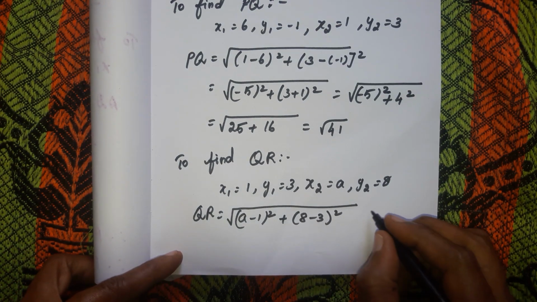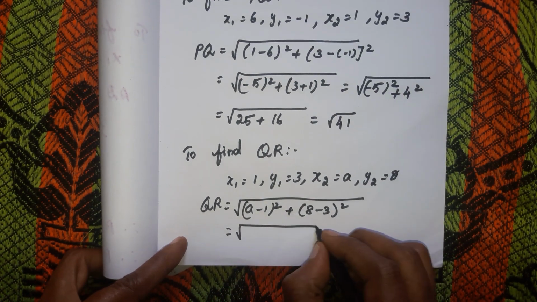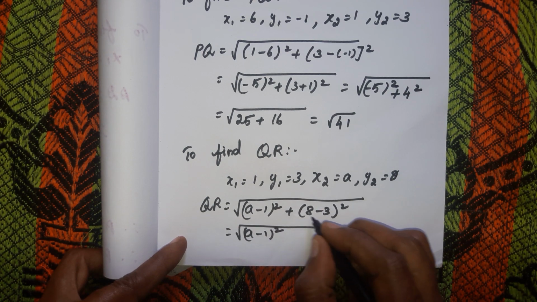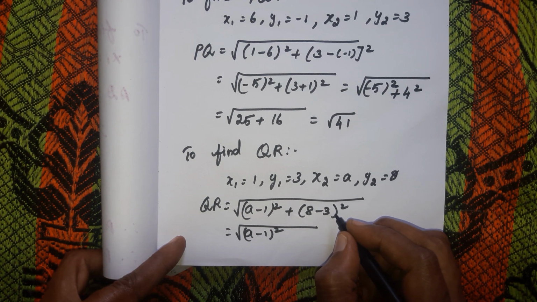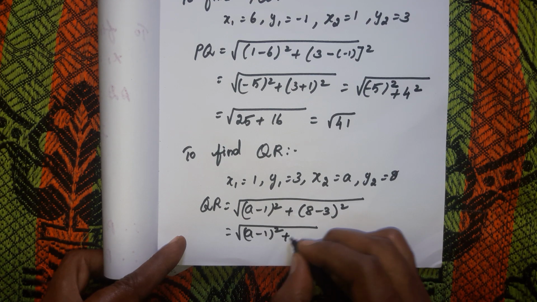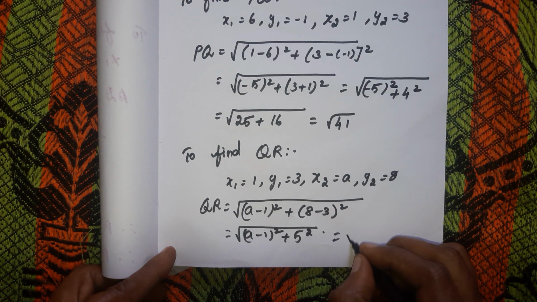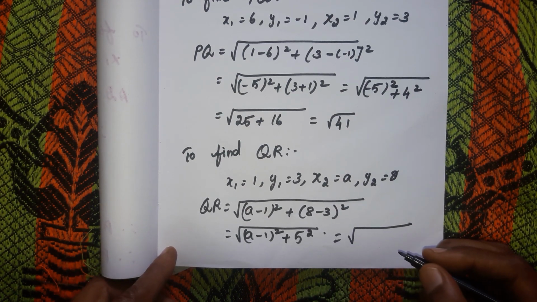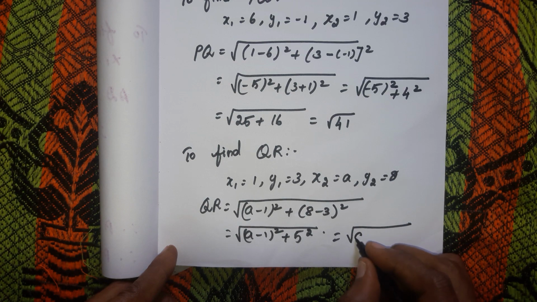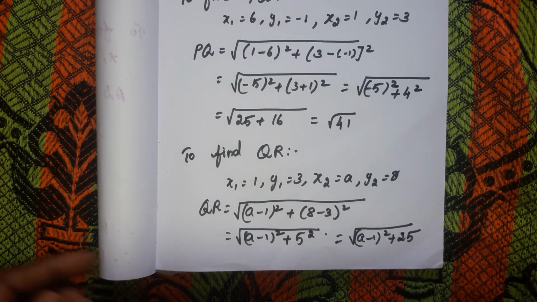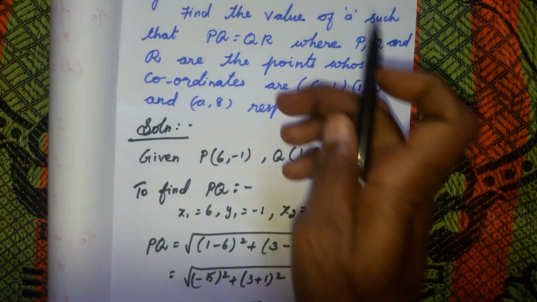It's equal to root of (a minus 1) the whole square plus (8 minus 3) the whole square. What can we write it? 5 square. So it's equal to root of (a minus 1) the whole square plus 25. Clear? 5 square is 5 fives are 25. Clear? Next, what is given?